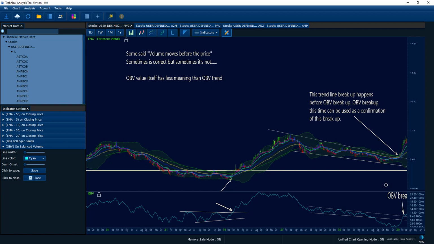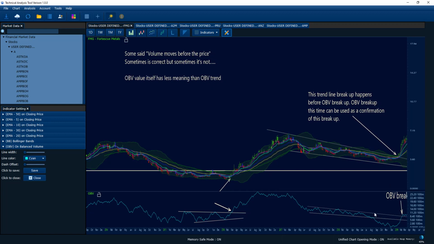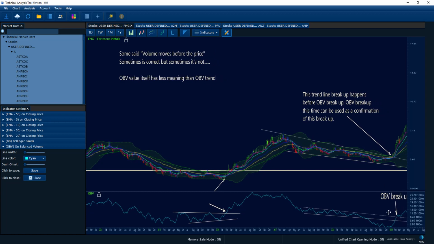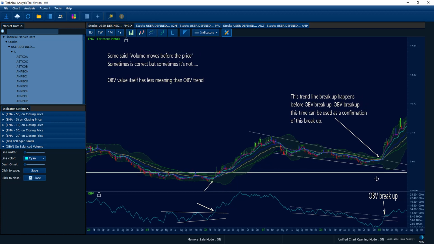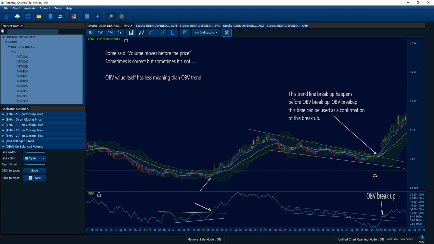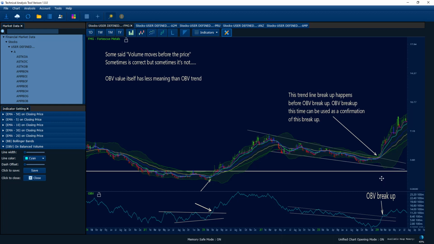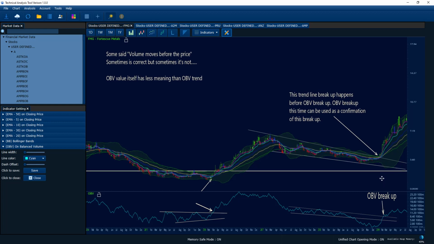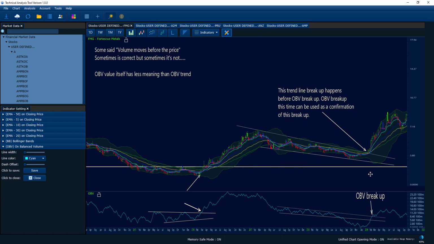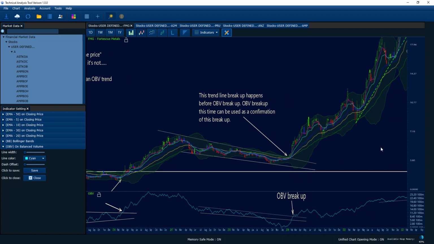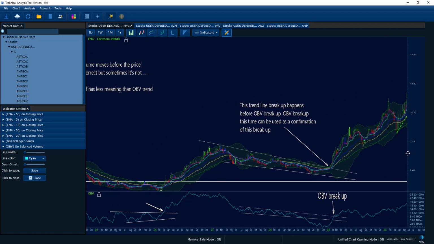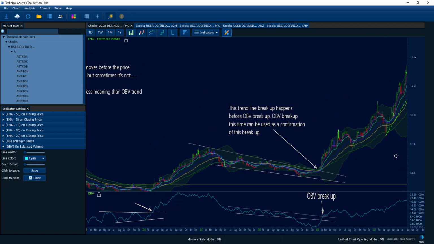When this one breaks out, the OBV breaks out of that trading pattern, as you can see here. The OBV breaks out much later than the trend line does, and that confirms the uptrend is happening. So if you bought long here, that confirms your buying is following the correct trend direction. It's moving up. Cool. As time goes by, you can see this share actually moves up very fast.